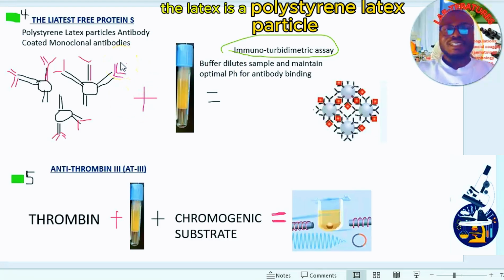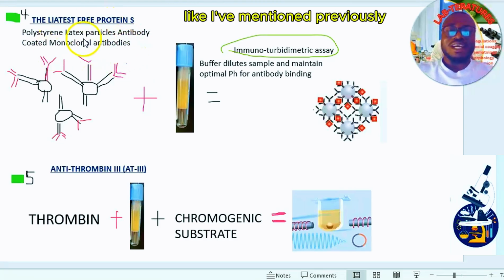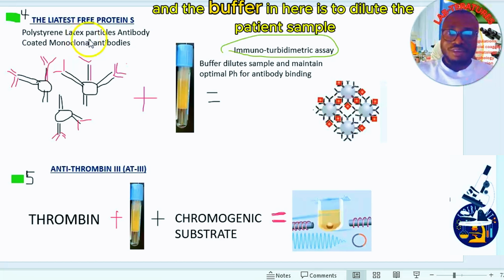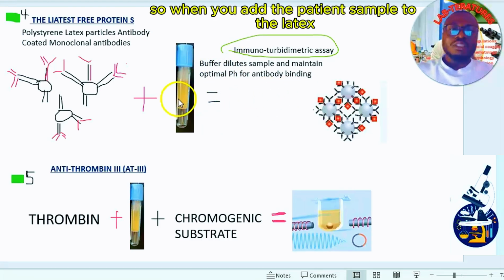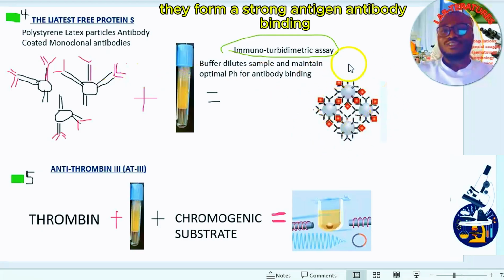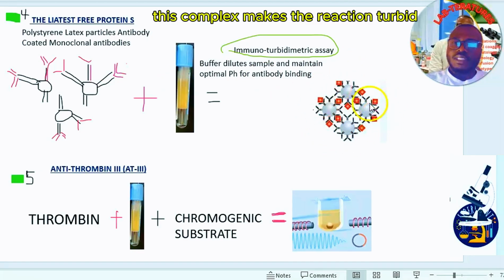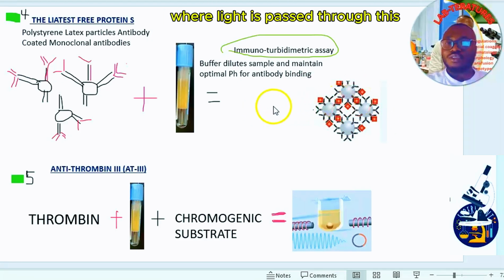The latex is a polystyrene latex particle coated with monoclonal antibodies, like I've mentioned previously, and the buffer here is to dilute the patient sample and also maintain the reaction at a normal pH. So when you add the patient sample to the latex reagent, they form a strong antigen-antibody binding.